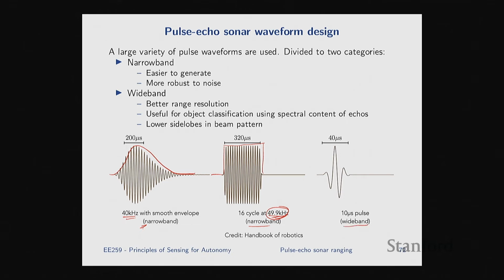And this third one is a wideband pulse. As you see, there's a bit of transient, but it's basically just one short pulse that you're sending, and that pulse is just 10 microseconds. So it's almost, not exactly, but close to what a delta function would be. It's very narrow in time, which means in frequency it's going to be broadband or wideband.